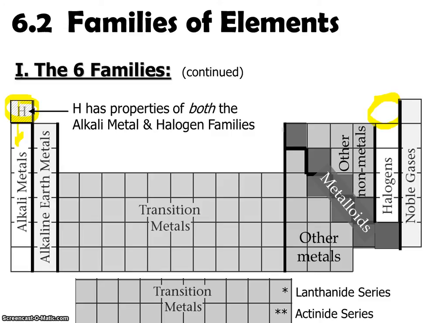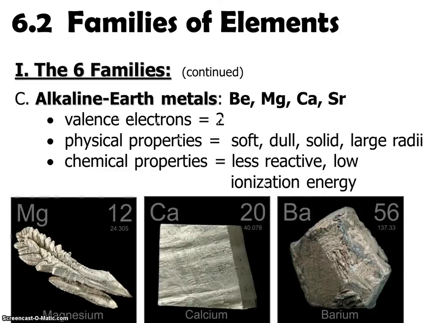The second group we're going to talk about are the alkaline earth metals in column number 2. This includes beryllium, magnesium, calcium, etc. All of these atoms have 2 valence electrons. Their properties are very similar to the alkali metals. They are also soft, dull, and solid. They have large radii, but not as large as their neighbors to the left. They are less reactive and also have a low ionization energy.